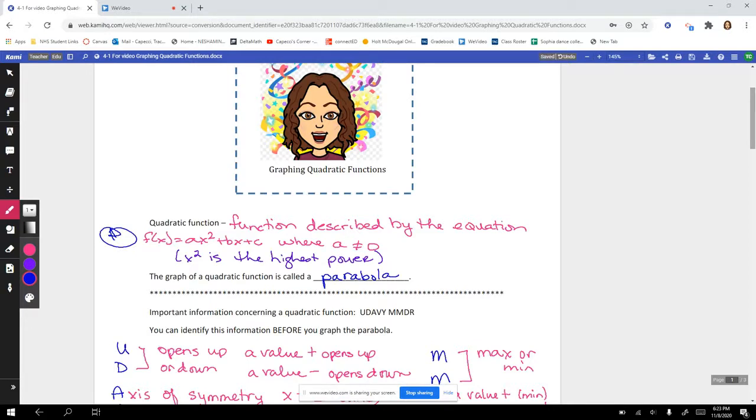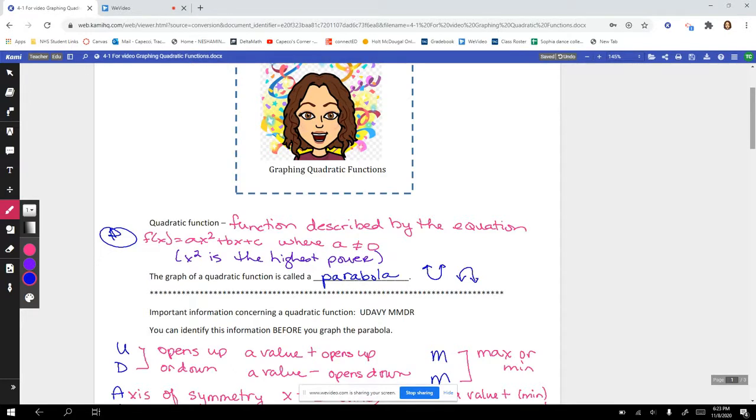And what that means is x squared is the highest power. We're not going to have x to the first power. We're not going to have x to the third power. We are going to have x to the second power. Now, what does that look like? We call the graph of the quadratic function a parabola. It looks kind of like a U. It'll either open up or open down, like a U.